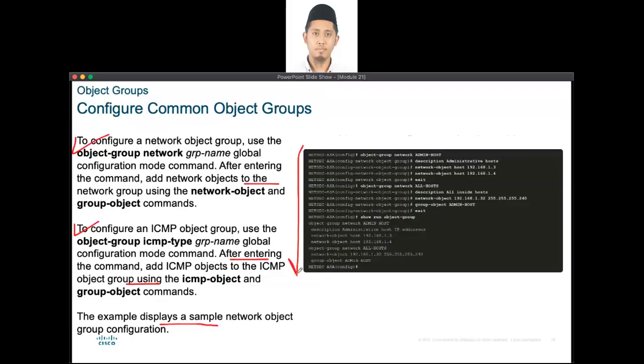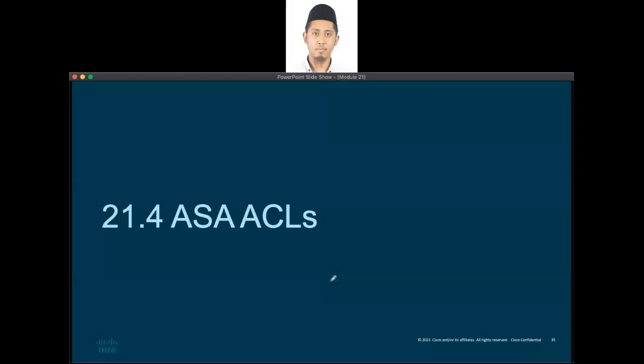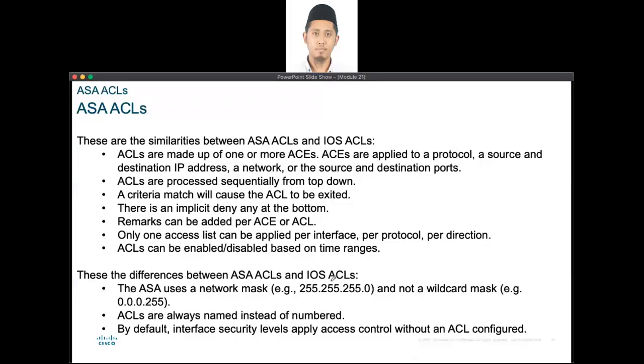The example displays a sample network object group configuration. Okay, this one, the whole thing. Object-group network, description, and then the network-object host, network-object for another object, exit, and object-group network host for this. Okay, so this is the example of the configuration setting.